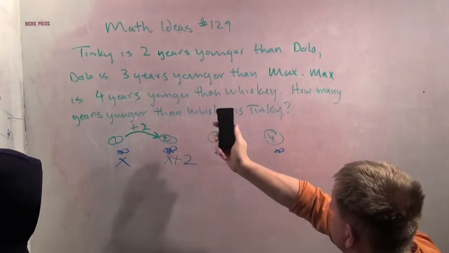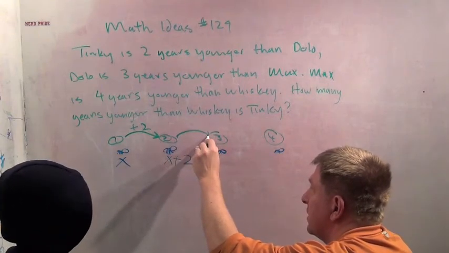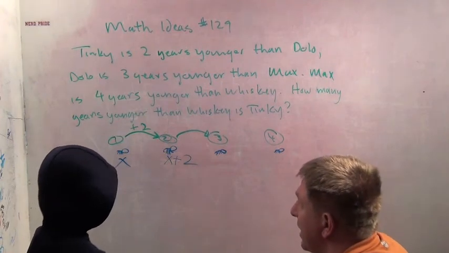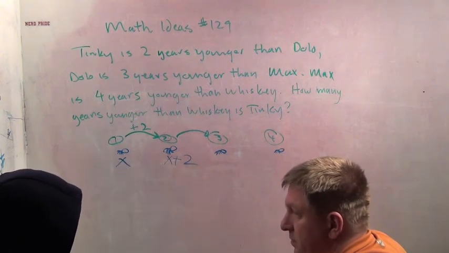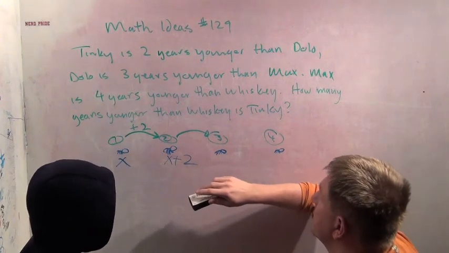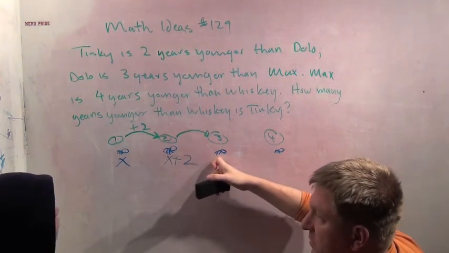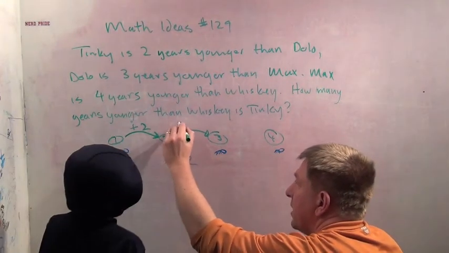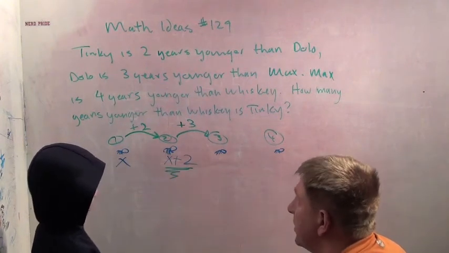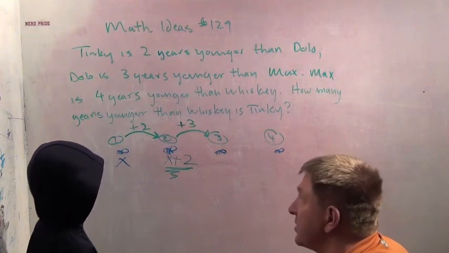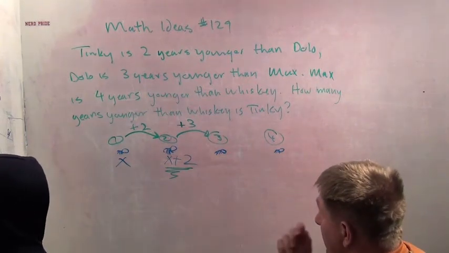It says Dolo is 3 years younger than Max. So what do we have to do to go from Dolo to Max? If Dolo is 3 years younger than Max, what do we have to do? We have to add 3. Now how old is Dolo here? X plus 2, right. So what is X plus 2 plus 3? It's X plus 5. X plus 5, very good.